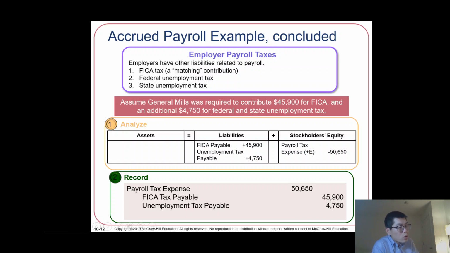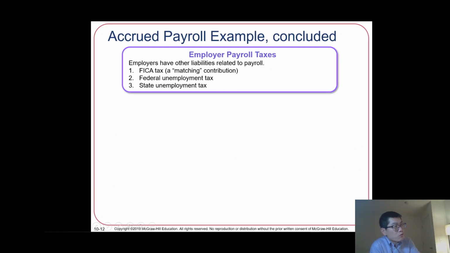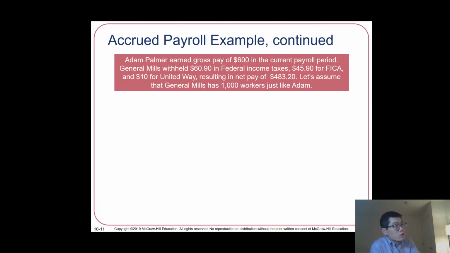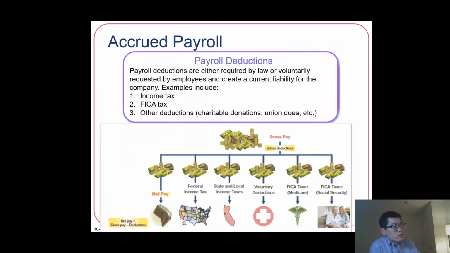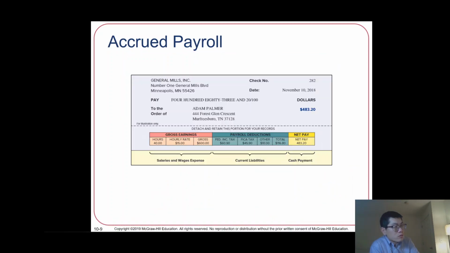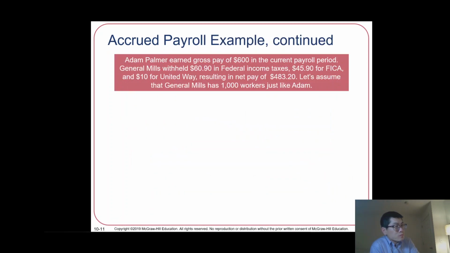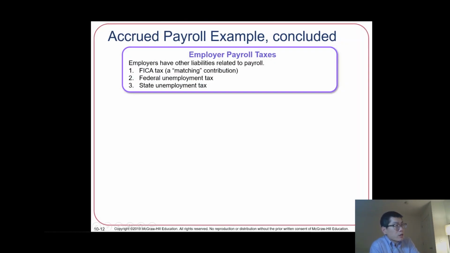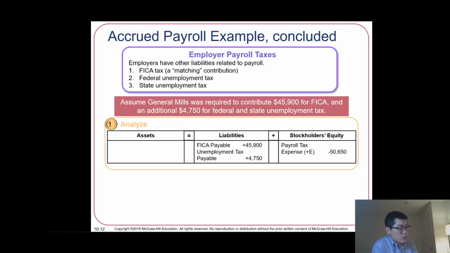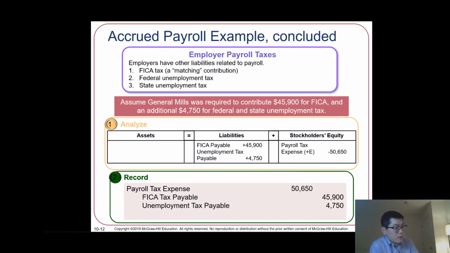And I know we have similar terms used here for employer payroll taxes and for the accrual payroll examples, but we are using them for different purposes. Here are the payables for employees' taxes, and here is for the company's taxes itself. All right.